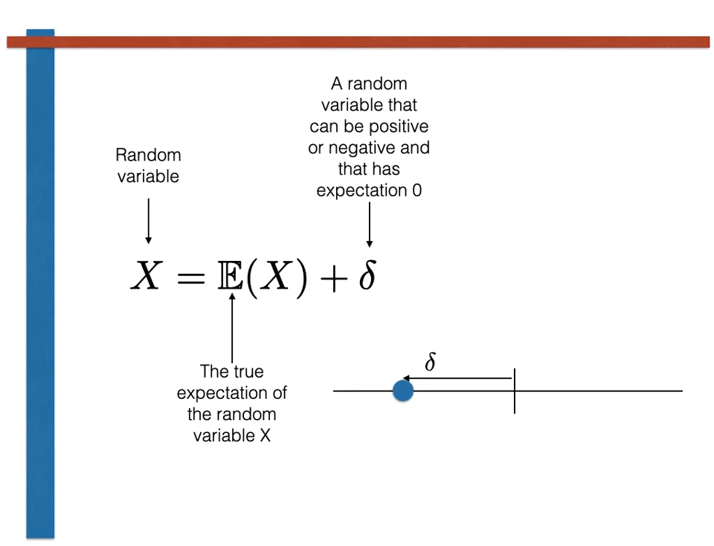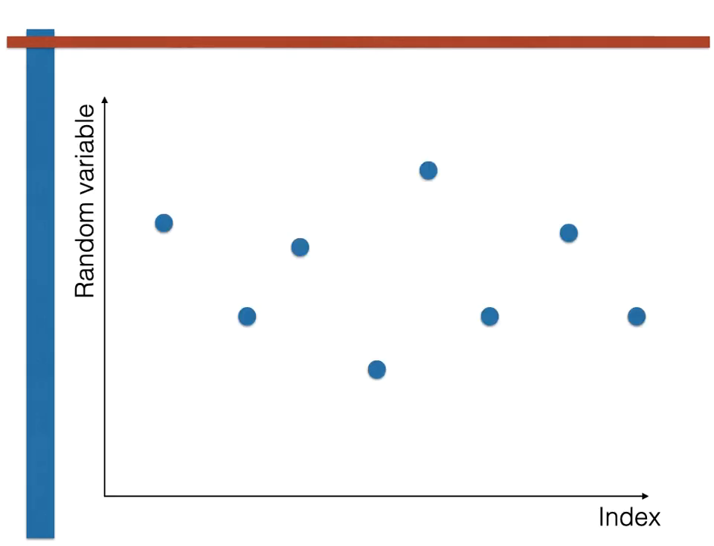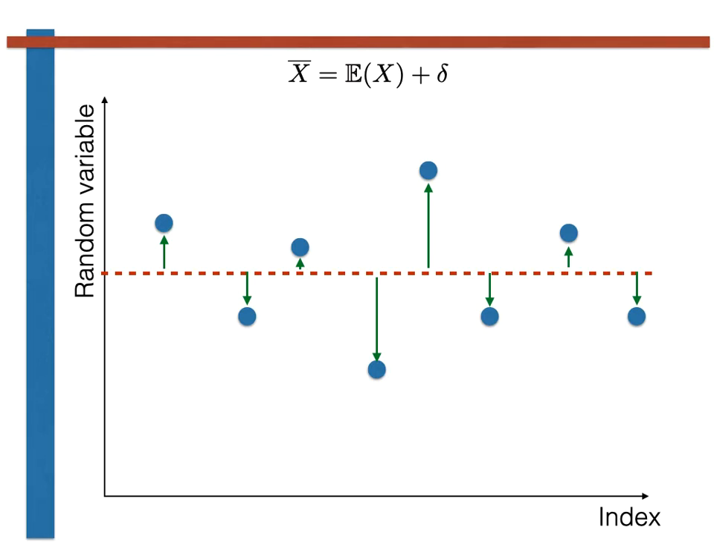This way of thinking about random variables gave us an idea for estimating the expectation of the random variable. We plotted a graph of the various estimates that we got for the random variable against a numerical index as shown here. We then drew a red horizontal line to indicate the expectation and green arrows to indicate all the various delta values. These delta values indicate the part of the random variable that is actually random, the rest being predictable based on the value of the expectation.